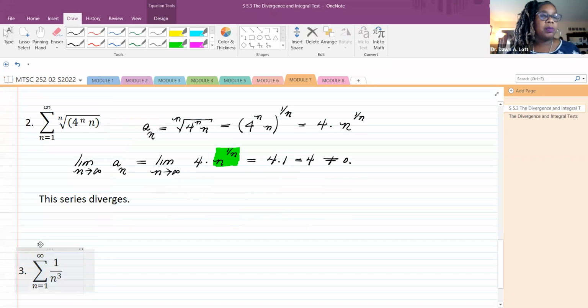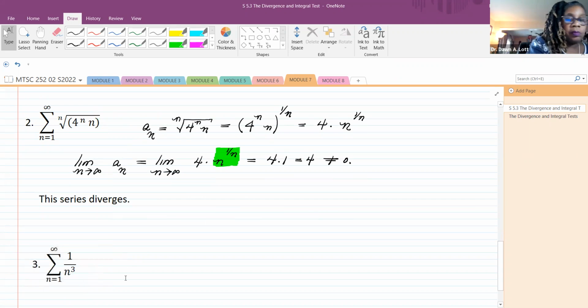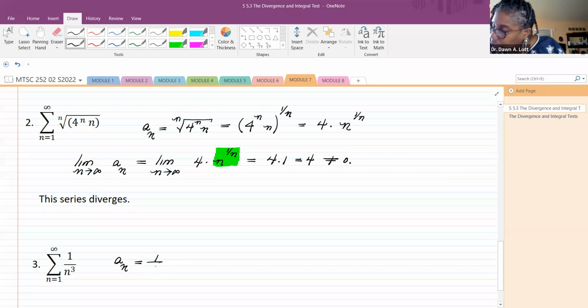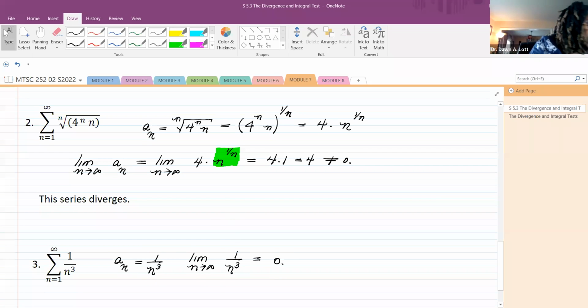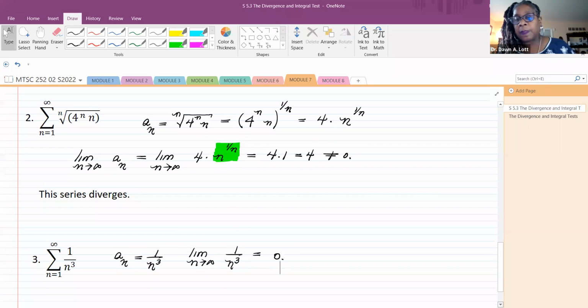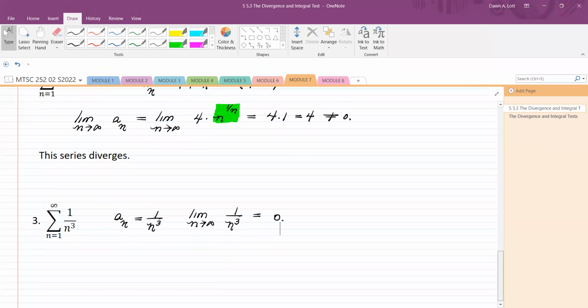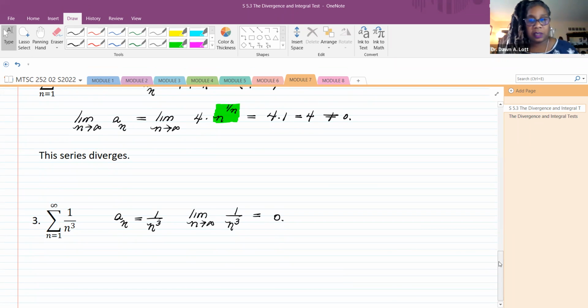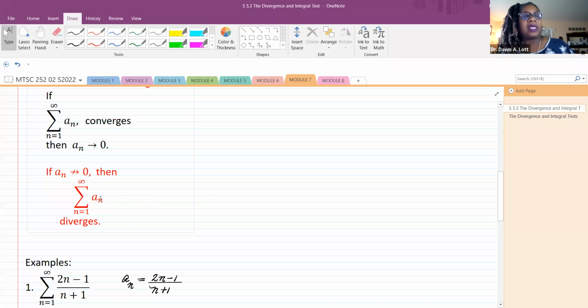All righty, so when I look at number 3, a_n is equal to 1 over n cubed. So when I take the limit as n approaches infinity of 1 over n cubed, I just have the n cubed in the denominator, so I get 0. So what can I conclude? That it converges? I cannot. Wait, so that's the tricky part of this test. This test says I can only tell you when it diverges. I cannot tell you when it converges.